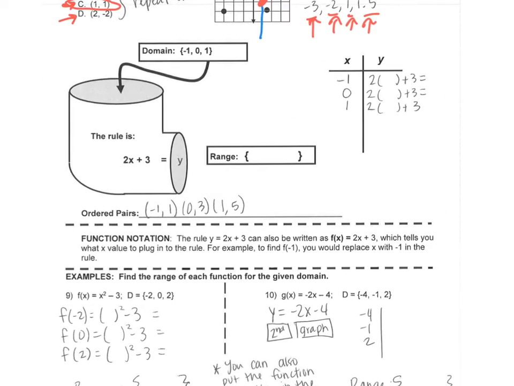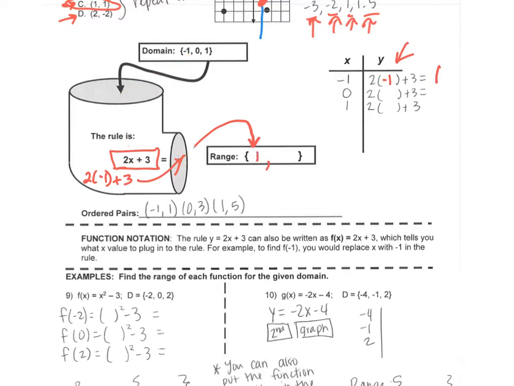Now let's take a look at this function machine. So inside this function machine, we have a rule. And this rule is 2x plus 3. And it pulls out a y. So I know my domain is my x values. So I'm going to plug in negative 1, so 2 times negative 1 plus 3, then I'm going to plug out the number that goes with that. Now I'm going to use this table over here to help me figure it out. So it'd be 2 times negative 1 plus 3. 2 times negative 1 is negative 2 plus 3 is 1. So I know I have a range of 1 for that value.